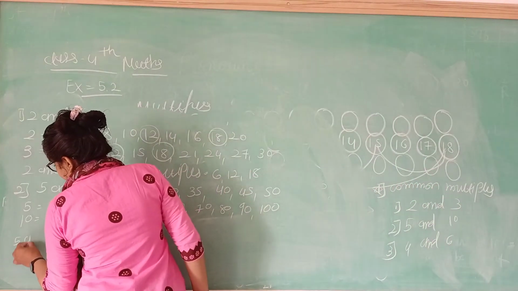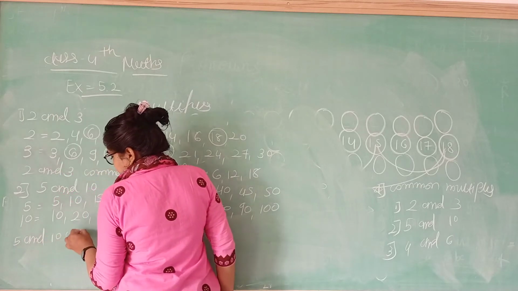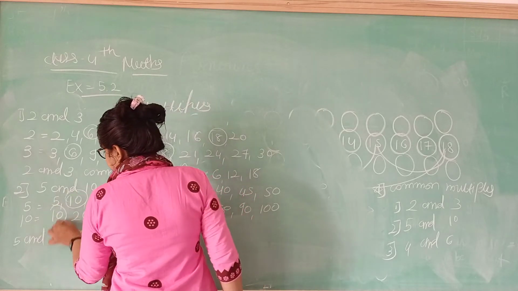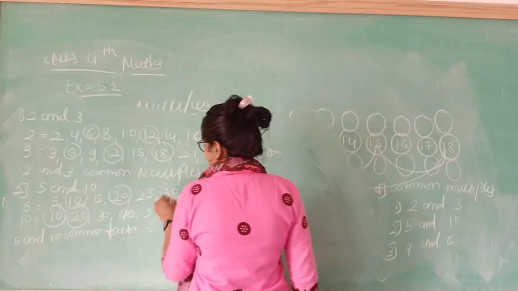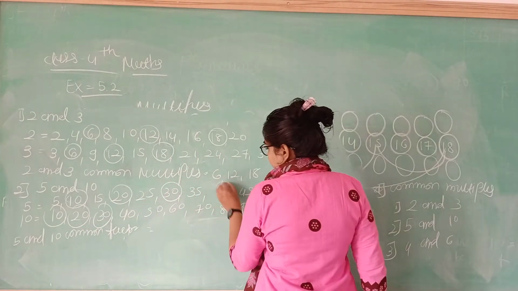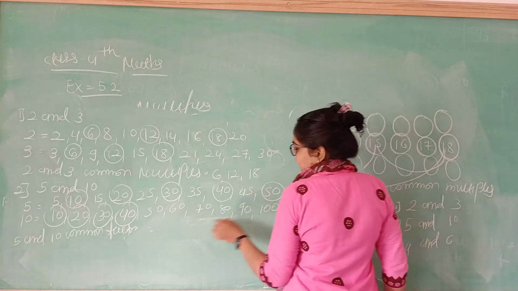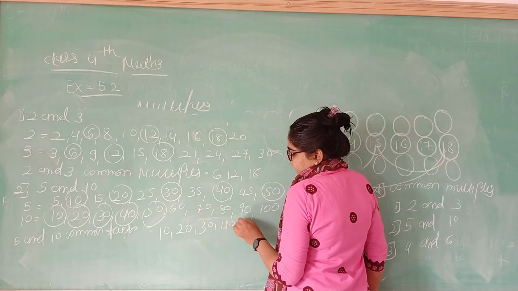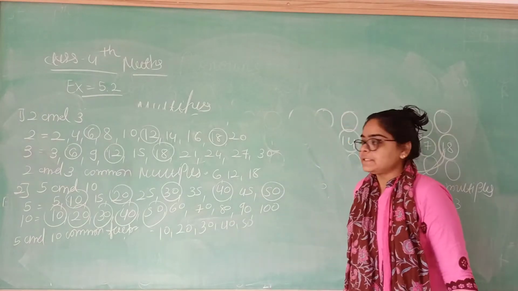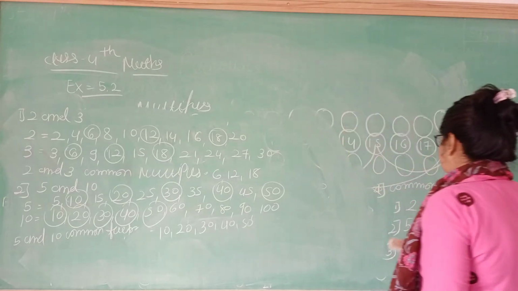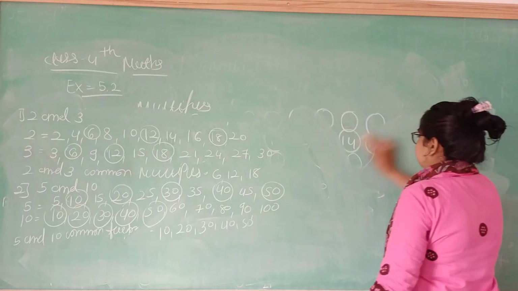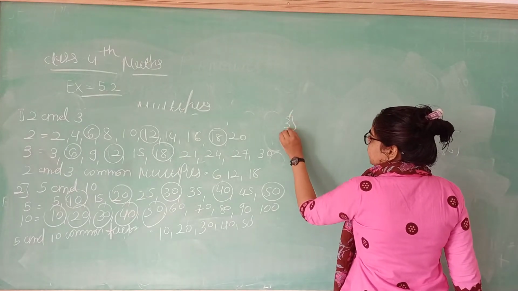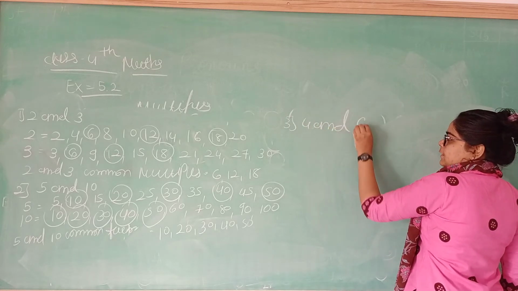Then the common multiples of 5 and 10 are 10, 20, 30, 40, then 50. Write down: 10, 20, 30, 40 and 50 are the common multiples of 5 and 10. Then the last question, 4 and 6. Same way you find out 4 and 6, the third one.